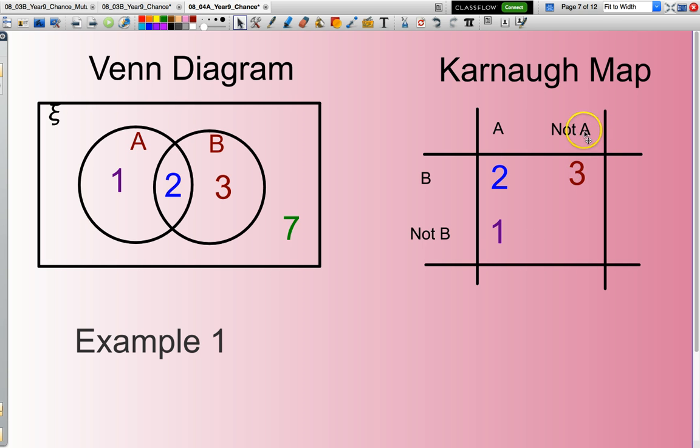And how many are not in A, not in B? So here are all the ones in A and the B's. How many are outside there? Well, 7. Then I can add up my rows. I can add up my columns. And my grand total. If I add up this way, I get 13. Going across this way, I get 13 as well. Let's move on to the next one.